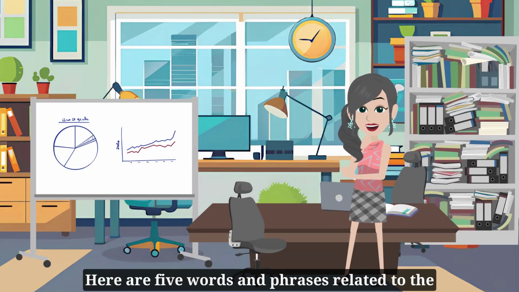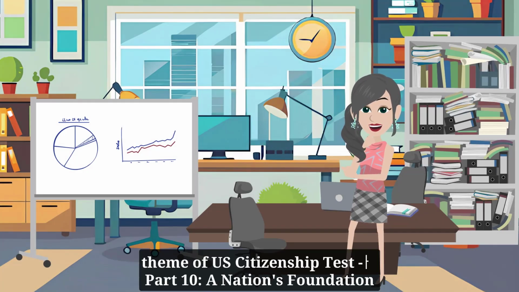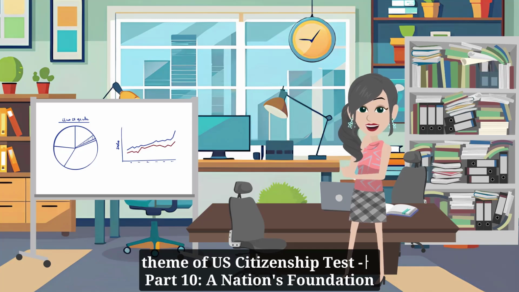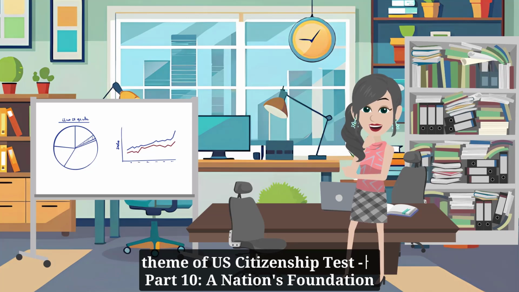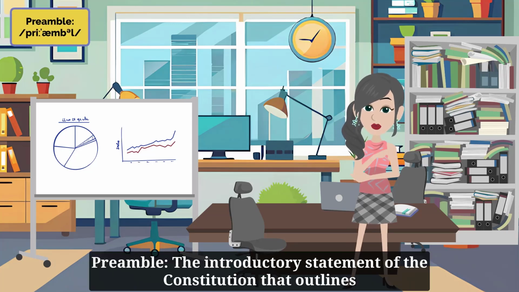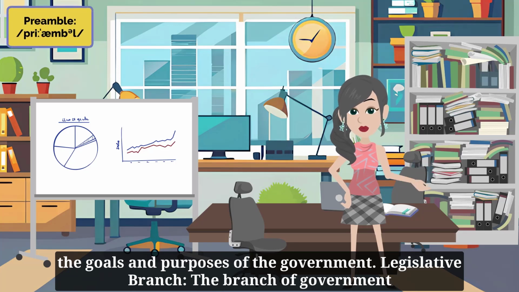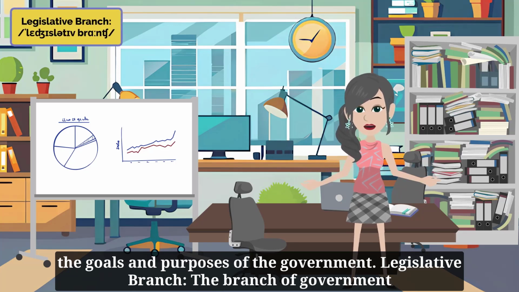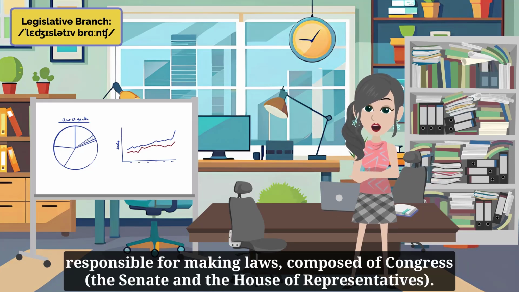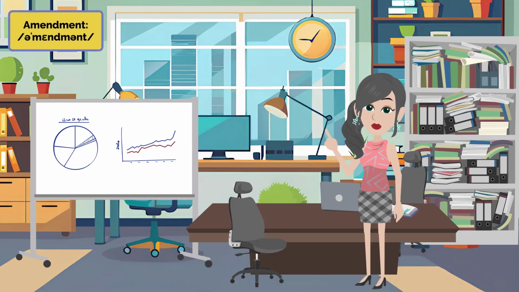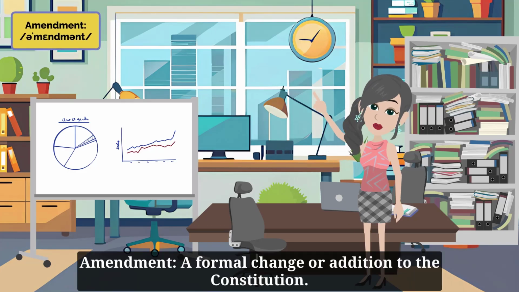Here are 5 words and phrases related to the theme of U.S. Citizenship Test. Part 10. A Nation's Foundation. Preamble, the introductory statement of the Constitution that outlines the goals and purposes of the government. Legislative branch, the branch of government responsible for making laws, composed of Congress, the Senate, and the House of Representatives. Amendment, a formal change or addition to the Constitution.